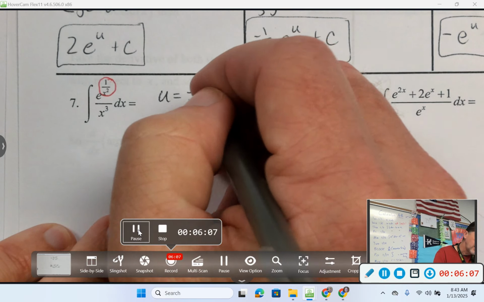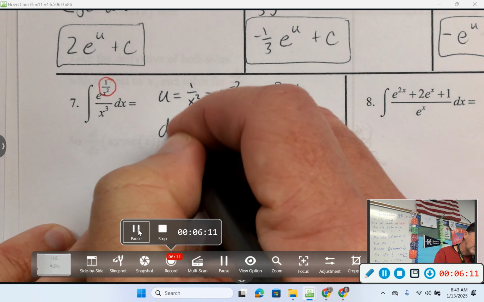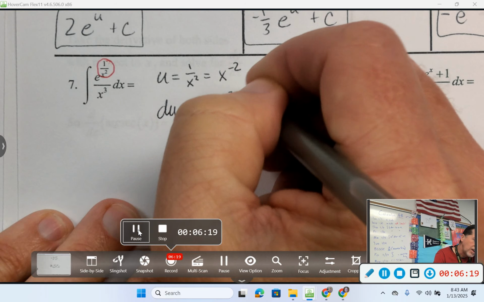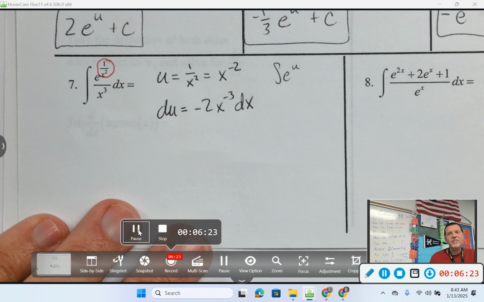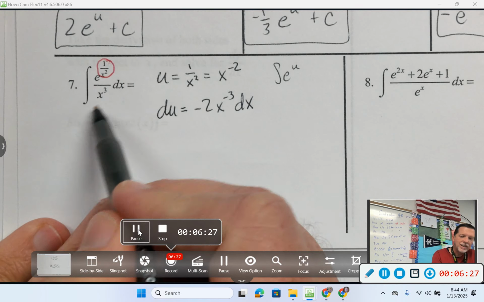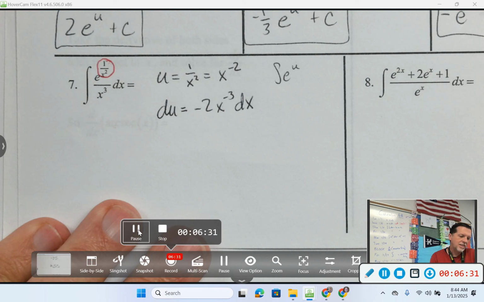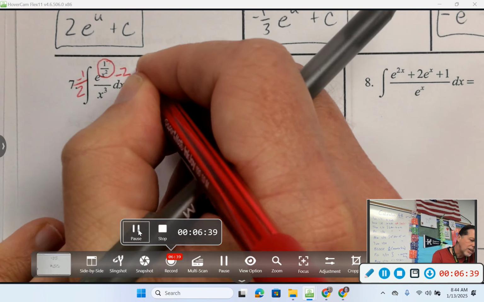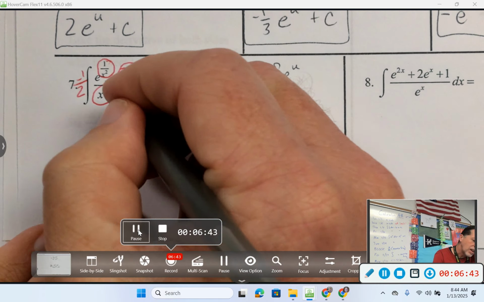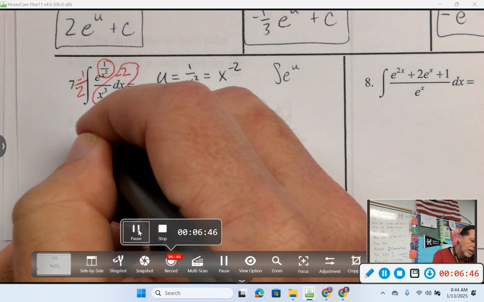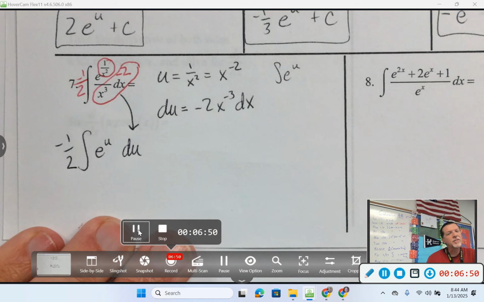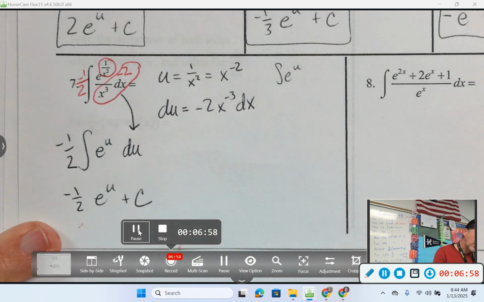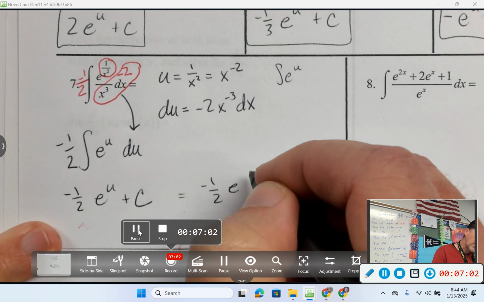Don't like 1 over x squared. So let's change that to x to the negative 2. So derivative would be negative 2x to the negative 3. Oh, that's good, right? What do I need to do to fix the rest of my integrand here? Just the negative 2, because I've already got over x cubed. So the negative 1/2 out front. And then all of this stuff put together is du. And I've got the antiderivative of e to the u du again. So that's negative 1/2 e to the u plus c. You can leave it like that, or you can put the x stuff back in there.